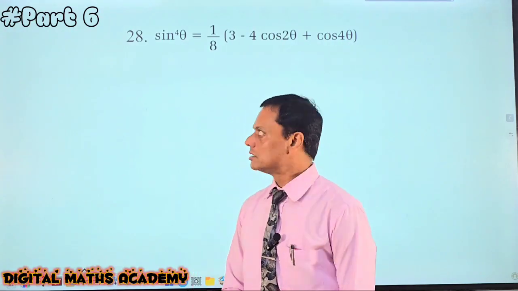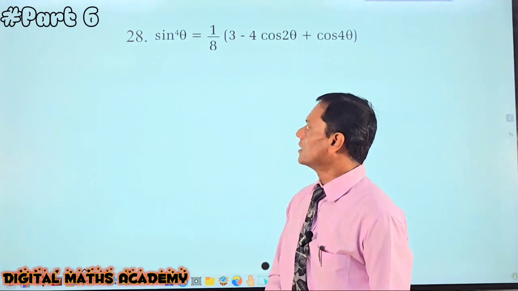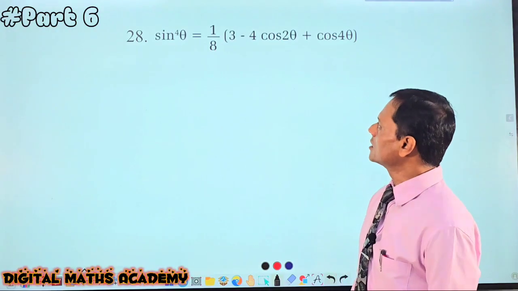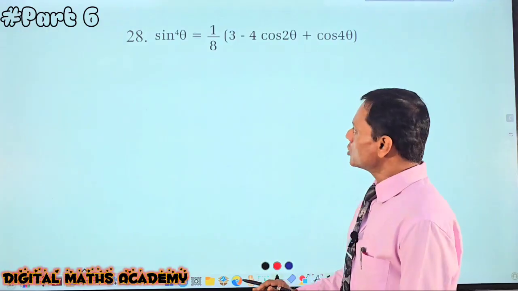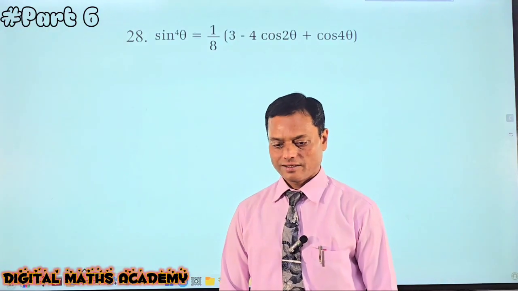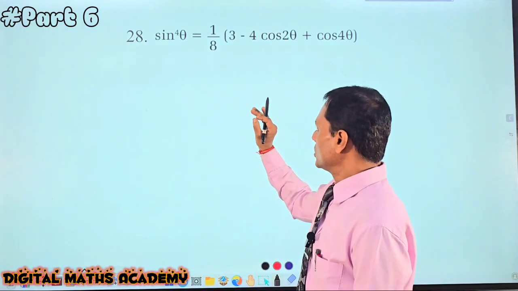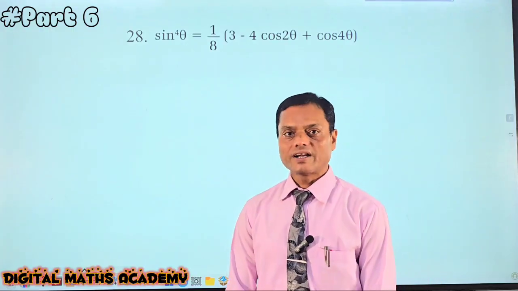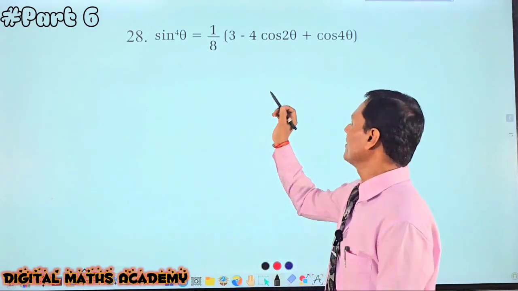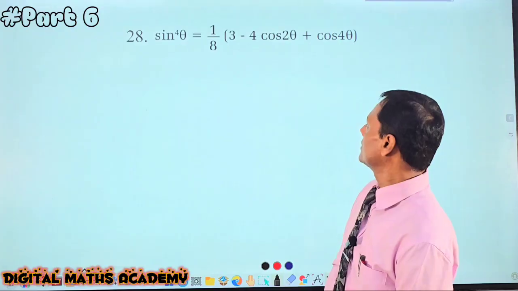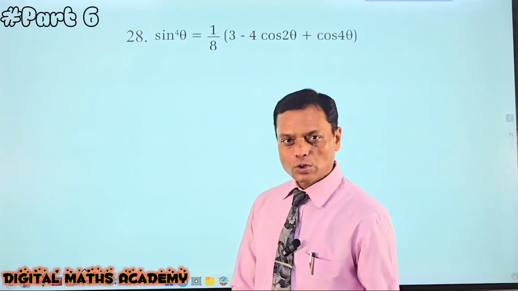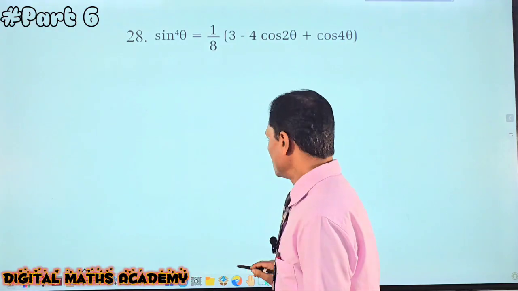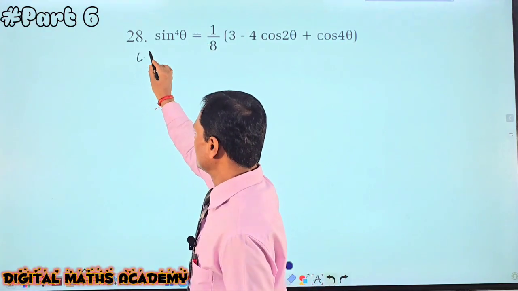Identity number 28: sin to the power 4 theta equals 1 by 8 times (3 minus 4 cos 2 theta plus cos 4 theta). We can choose any side, right? We can choose the right hand side also, but then we have to apply the formula for cos C minus cos D, isn't it? So it is better to choose the left hand side only.